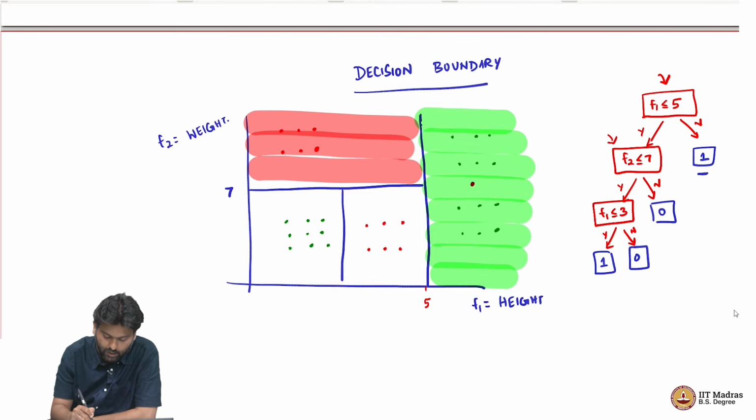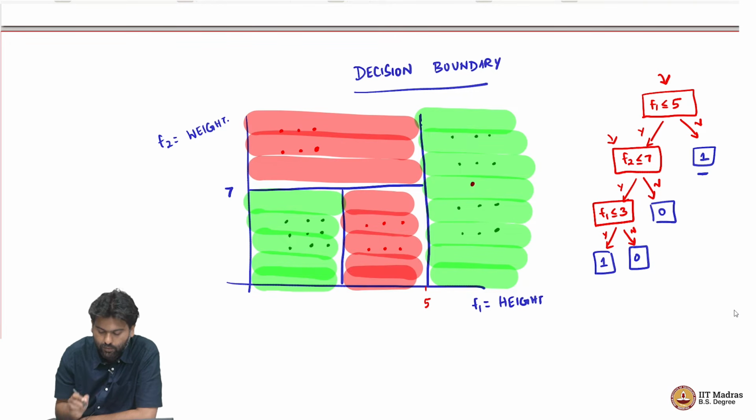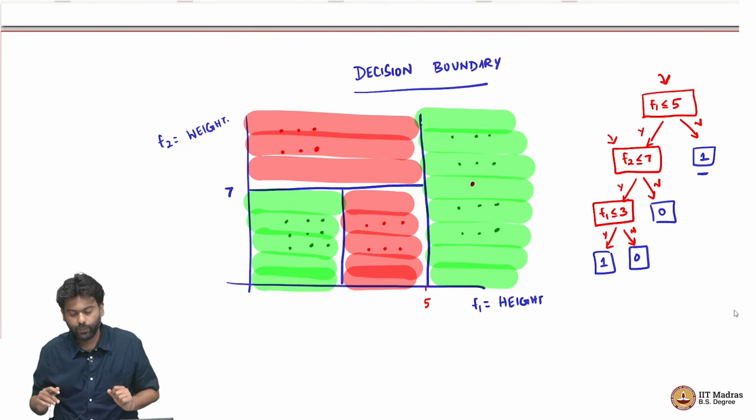As you can see, it might divide it into two parts, and on this side it is just green, on the other side it is red, right. So, this is how your decision surface is going to be. Now, if I had cross validated carefully, then this is what my tree would have been.